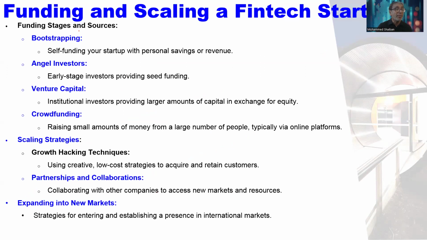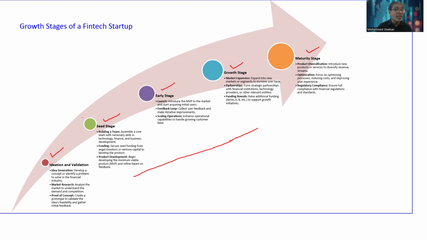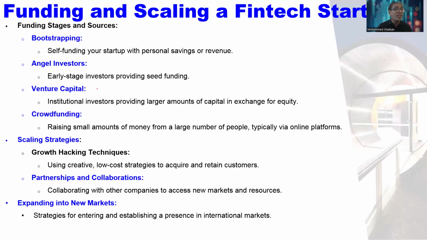Now, if you want to map the bootstrapping, you can map the funding to this area. So the bootstrapping is actually in these areas, in the seed stage and the ideation and validation. And then you have angel investors, they come in the early stage. And then you have venture capital. Those are institutional investors like mutual funds, providing large amounts of capital in exchange for equity. Those will be like partners.